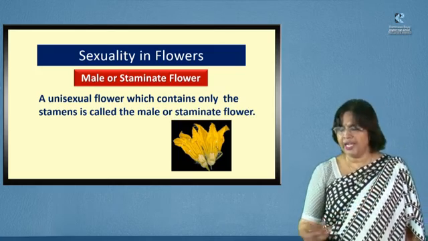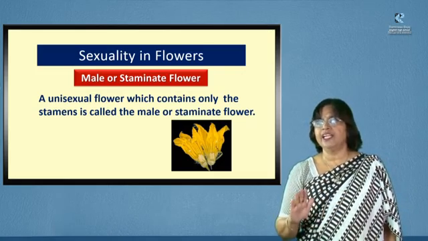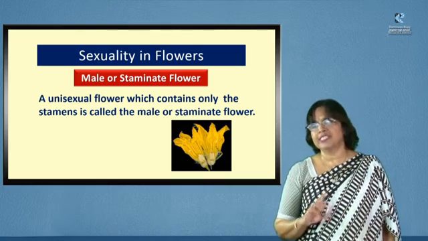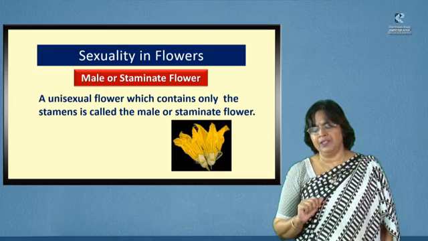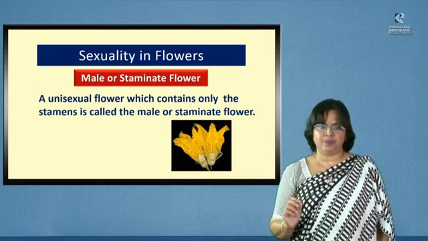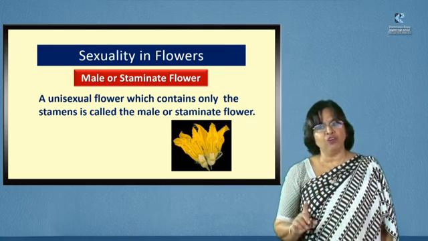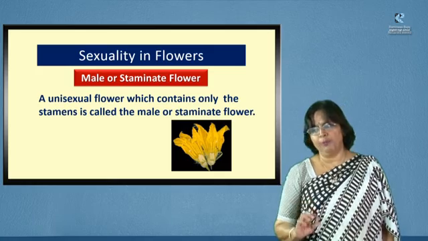But it does not have an ovary. Even if it does have an ovary, the ovary does not contain ovules. It is still called a staminate flower. There are a few flowers in the environment where we will find that a sterile ovary is present. But the flower is not called a complete flower; it is called a staminate or unisexual or male flower only.